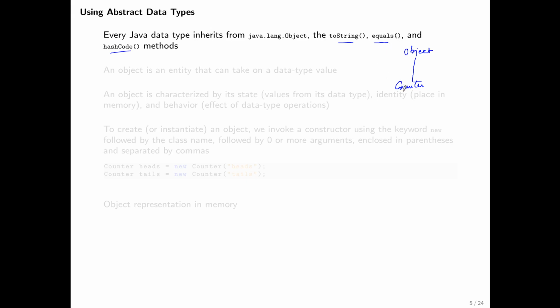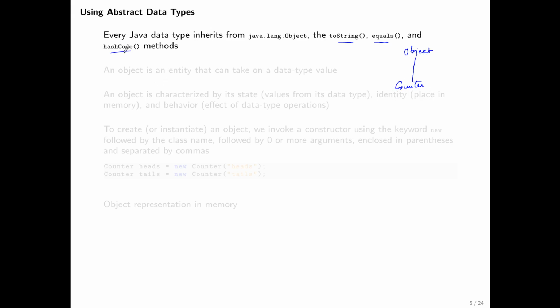And if you don't do that in your data type, then you get the default implementations that are available for these methods within the Object data type. And the default implementation is to simply work with the memory address of the objects. And that's typically not what you want. So you usually end up overriding these methods inside of your data type.